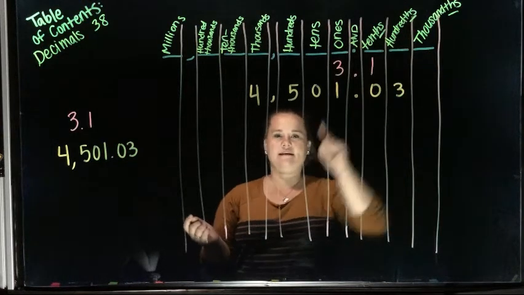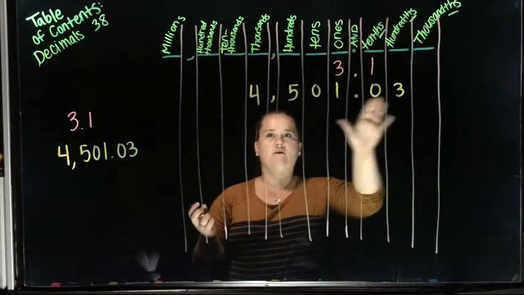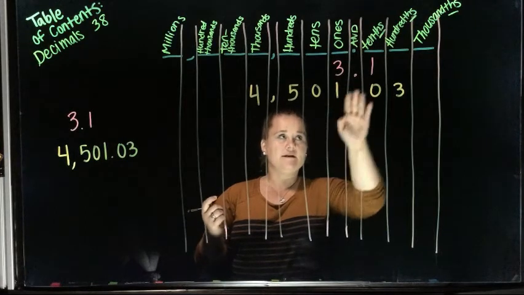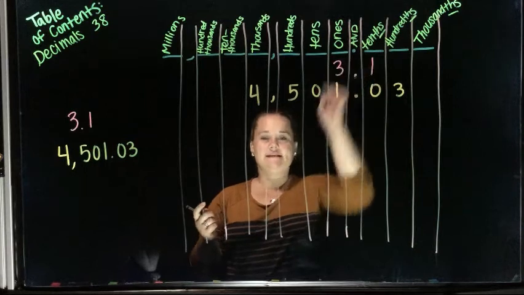Okay? Why didn't I say that 0? Does that 0 hold any value right there? No, I go to the 3. So I have 4,501 and 3 hundredths. Okay? Remember that decimal says and.